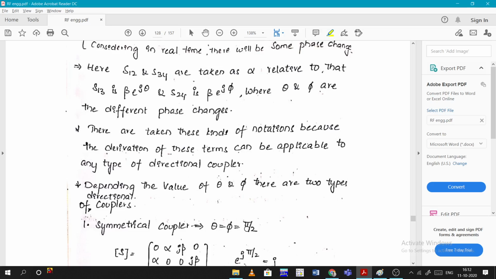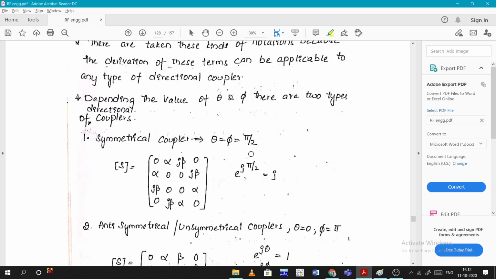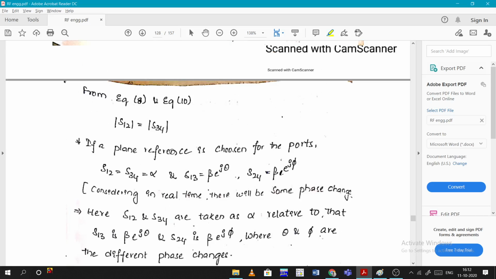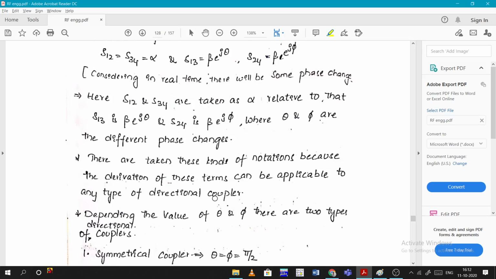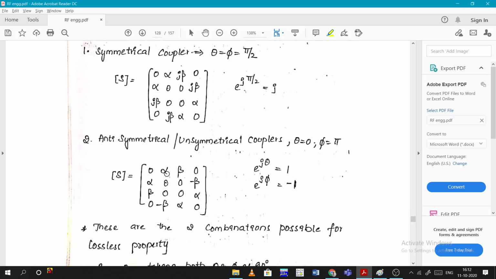They are taken in this notation because the derivation of these terms can be applicable to any type of directional coupler. Depending on the values of theta and phi, there are two types of directional couplers. One is when theta and phi are equal to pi by 2. When you substitute, alpha won't be affected, only S13 and S24 will be affected. When theta is equal to pi by 2, beta into e power j pi by 2, e power j pi by 2 can be written as j. So S13 is j beta.